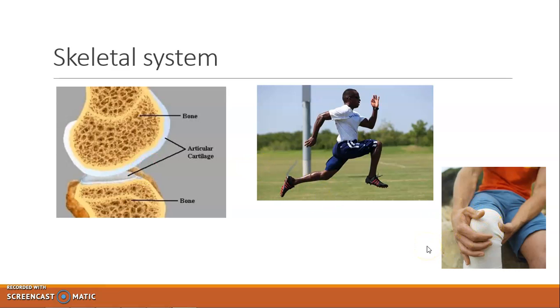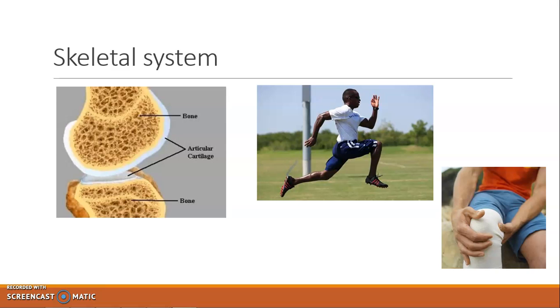So for example, cartilage in an untrained person is normally about 2 to 3 millimeters thick. After training, we would be able to estimate that this would increase to about 4 to 6 millimeters, depending on the training program and how much they put stress on their joints.